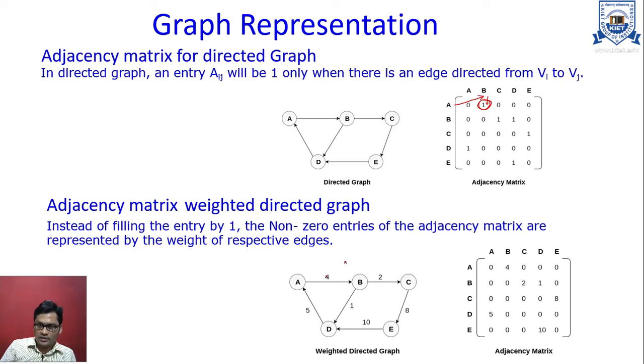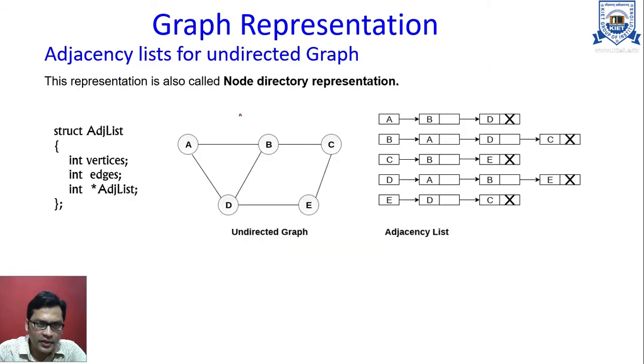Suppose A to B is 1, right? But now I'm going to put here the weight of this edge. Just I'm going to put here 4. Simple, right? So this is the weighted adjacency matrix, you can say, for this weighted directed graph. Okay, let's see the adjacency list for undirected graph, and this representation is also called a linked representation.